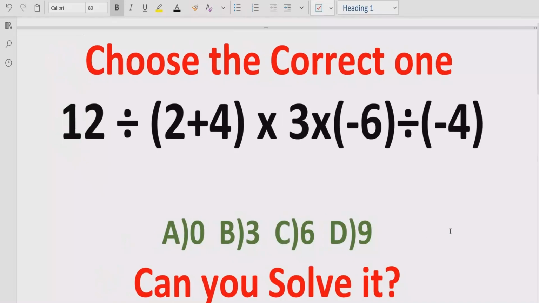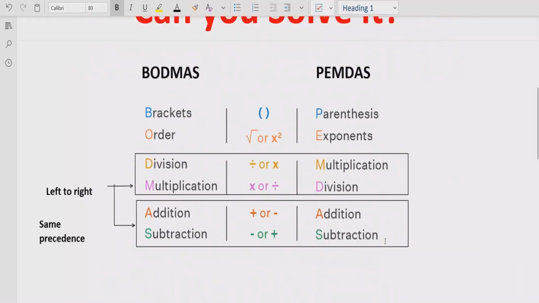Today we will solve another quiz which is related to arithmetic equations. The quiz contains the basic operations: plus, multiplication and division. So we have to solve this quiz using the PEMDAS and BODMAS method and find out the correct answer. In the answer list we have four answers. A is 0, B is 3, C is 6 and D is 9. So let's see after solving it which answer is correct.